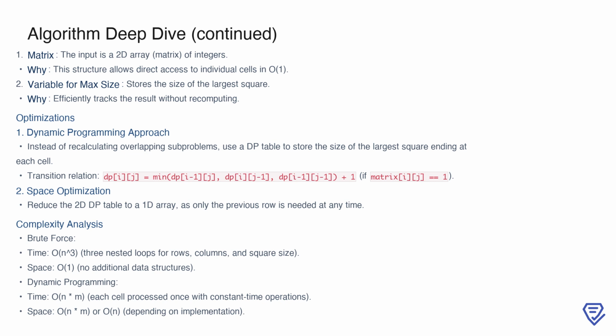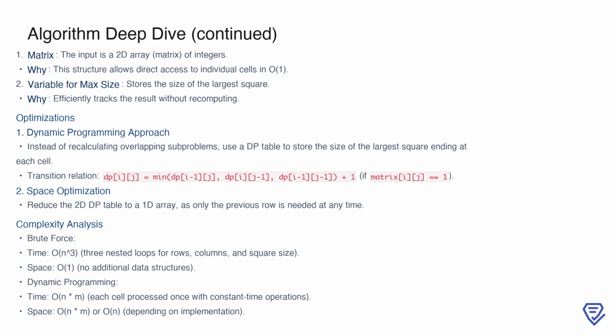DP table. The key insight here is that the size of the largest square ending at a given cell depends on the smallest square sizes ending at its top, left, and top left neighbors. Specifically, the transition relation is dp[i][j] equals min(dp[i-1][j], dp[i][j-1], dp[i-1][j-1]) plus 1, provided the current cell contains a 1. This eliminates the need to repeatedly verify overlapping regions, significantly reducing redundant calculations.